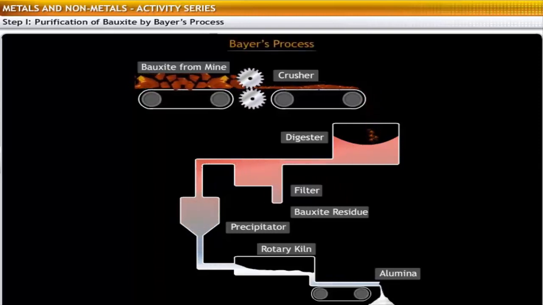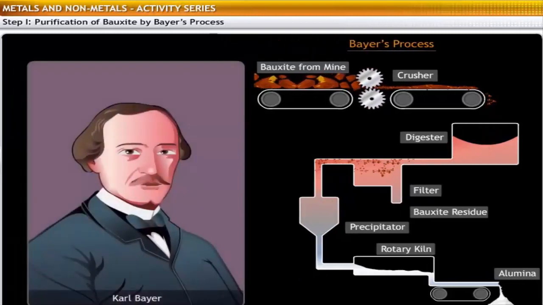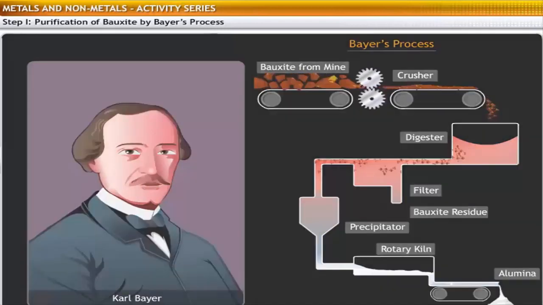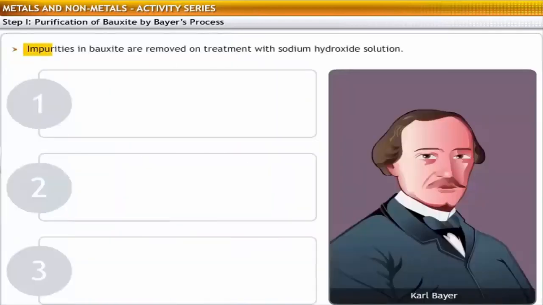This process is named after Austrian chemist Carl Baeyer, who invented and developed the method to supply alumina for the textile industry. Iron oxide is present as an impurity in bauxite. In Baeyer's process, this iron oxide is removed by treatment of bauxite with sodium hydroxide solution. Purification of bauxite involves 3 steps.